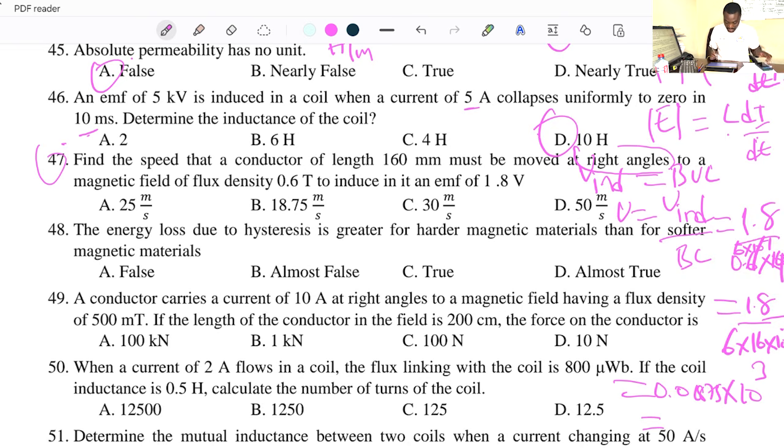So that would be 18.75. So the answer here will be B, right?